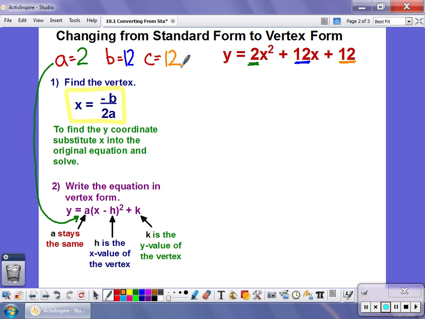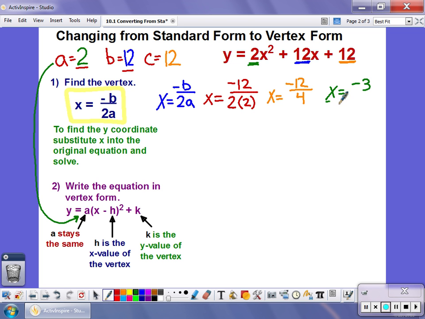So the first thing we have to do is find that axis of symmetry, and our formula, as I said, is x equals negative b over 2a. So let's substitute in. x equals negative b. Well, b is 12, so what I'm going to put in there is a negative b, which is negative 12, over 2 times a. a is 2, so 2 times 2. So if we simplify this, what we see is x equals negative 12 over 4, or our x value for our vertex is x equals negative 3. Okay? Now that's the x value of the vertex.